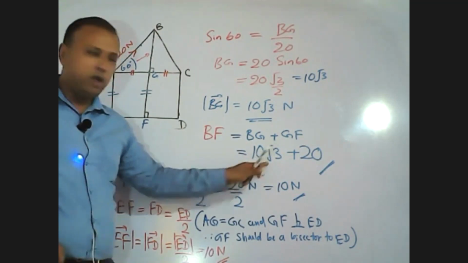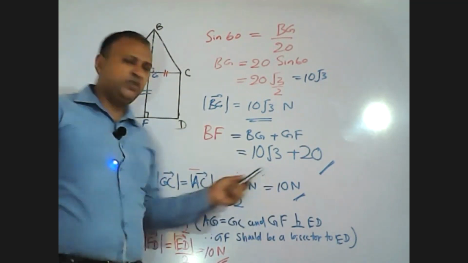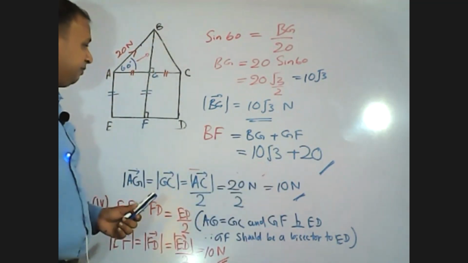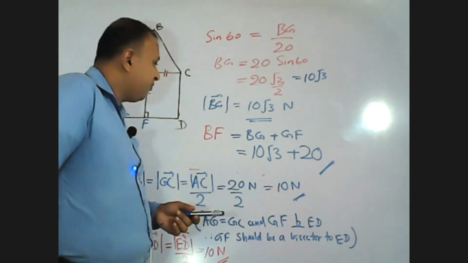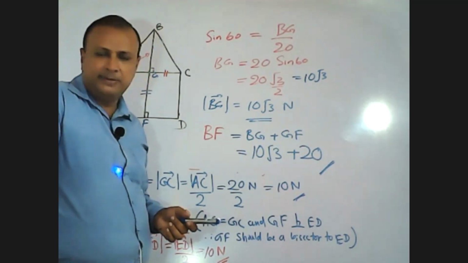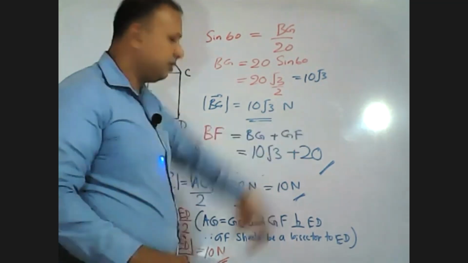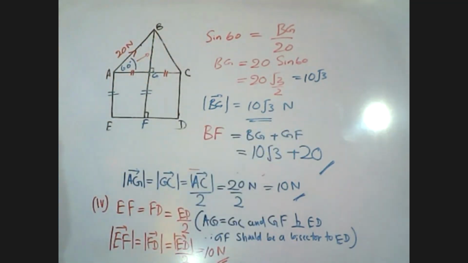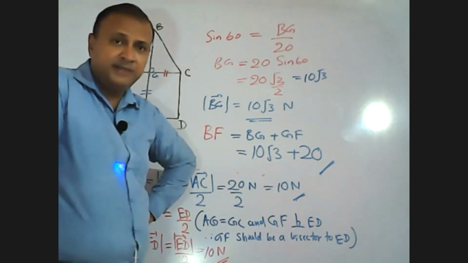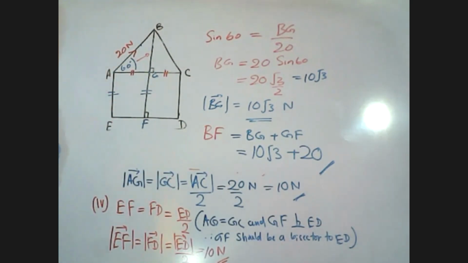You can stop here, or you can approximate root 3 as 1.7. 1.7 times 10 means 17, plus 20 means 37 something. Okay, 37.32. Very good. You can simplify it by assuming root 3 is equal to 1.7. Then you can get the answers. Did you understand, everyone? I need your response.